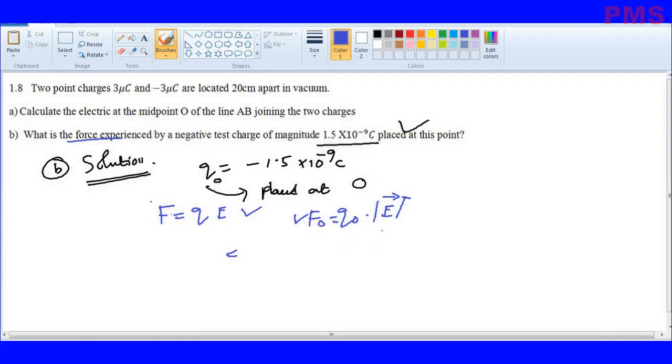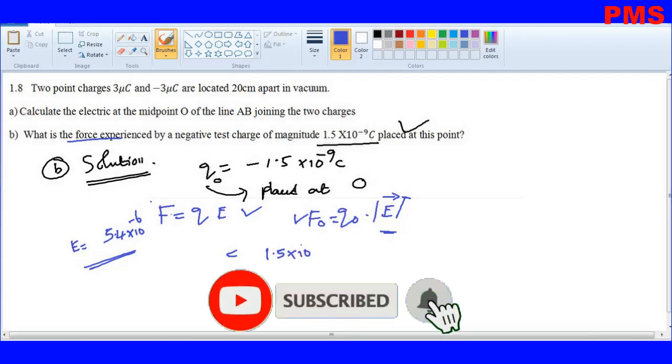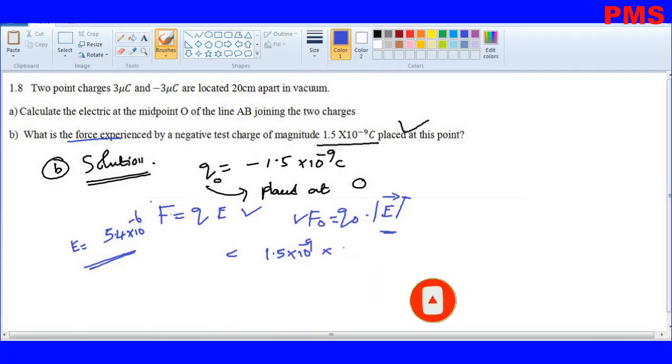Dear student, keep in mind: find the suitable formula and just substitute. The electric field we already calculated in part A: E equals 5.4 times 10 power minus 6. Substitute that, with Q naught replaced by 1.5 times 10 power minus 9 coulomb, and the electric field 5.4 times 10 power minus 6.